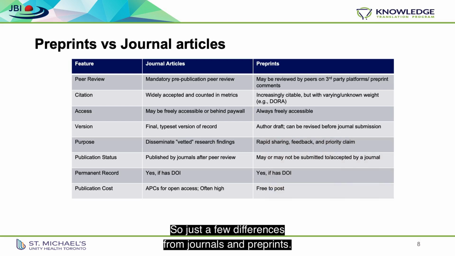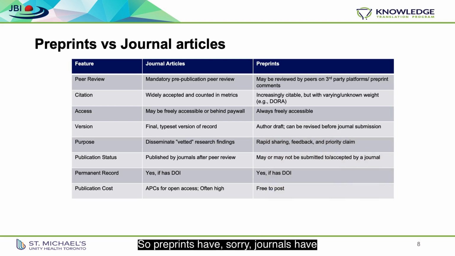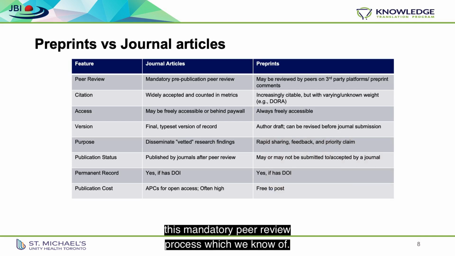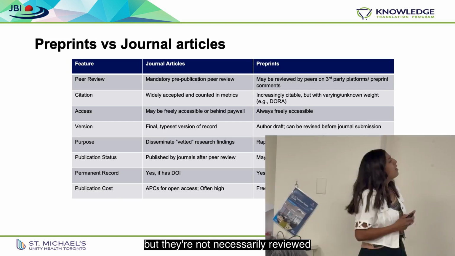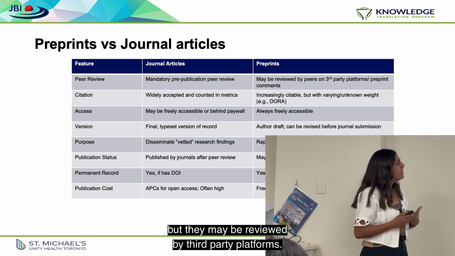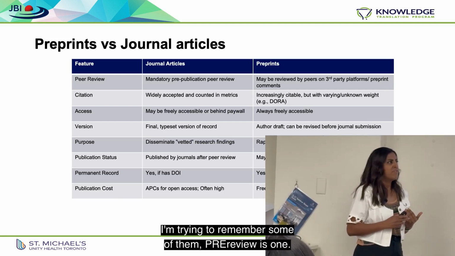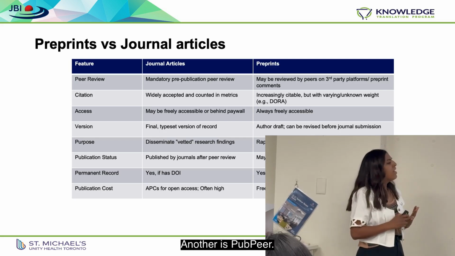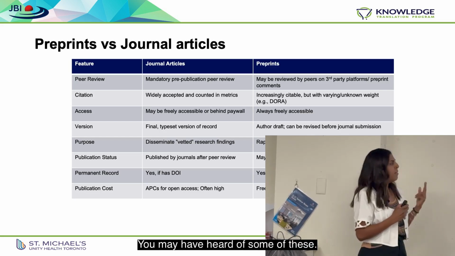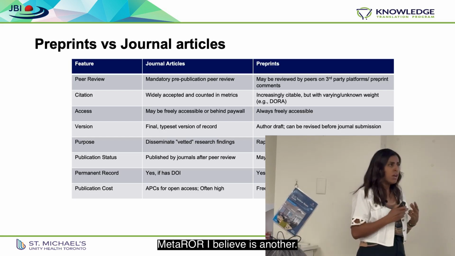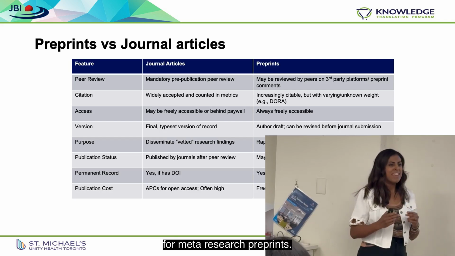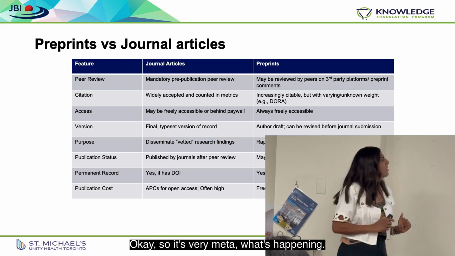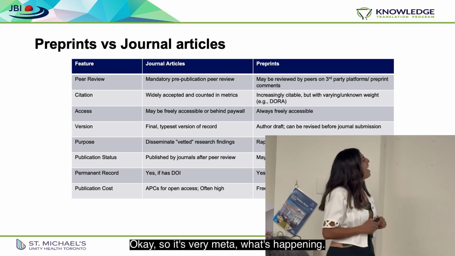So just a few differences between journals and preprints. Journals have this mandatory peer review process, which we know of. And preprints may be reviewed, but they're not necessarily reviewed. But they may be reviewed by third-party platforms. I'm trying to remember some of them. Pre-review is one. Another is PubPeer. You may have heard of some of these. MetaRoar, I believe, is another. It's a preprint peer review for meta research preprints. Okay, so it's very meta, what's happening.